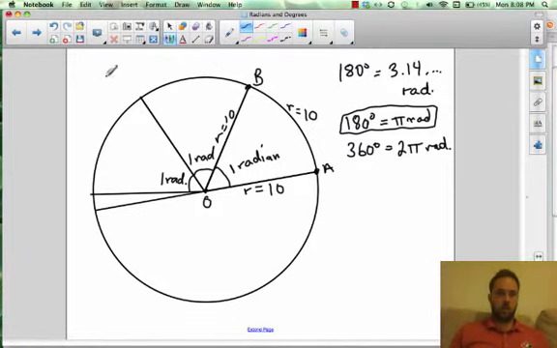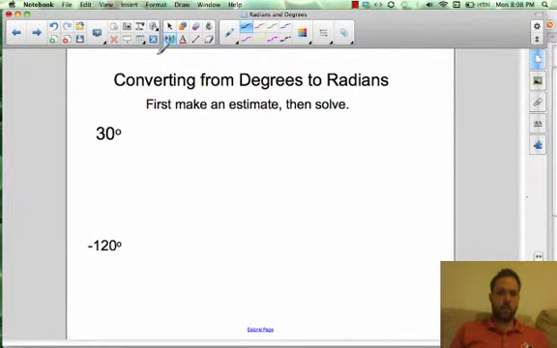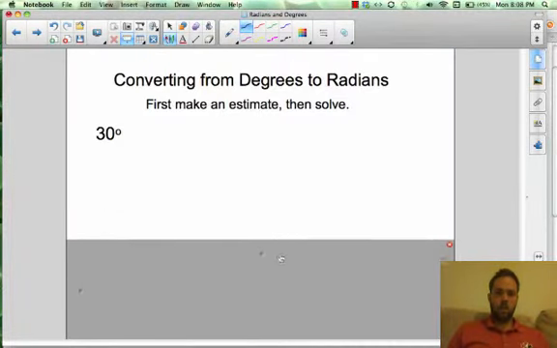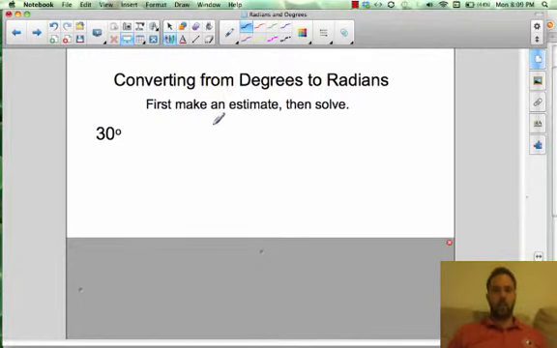This will become important for our next step, where we will learn to convert from degrees to radians and back from radians to degrees. So let's start with our first lesson, converting from degrees to radians. Now, I've made a note here, said the first thing I want you to do is make an estimate. And then after you've made your estimate, solve. Now, the reason I want you to make an estimate is that when you get to your final answer, you can compare it with your estimate and see if your answer actually makes sense. If it doesn't, then you might want to go back and consider how you did the problem and maybe take a different approach and see if you can get an answer that actually makes sense.